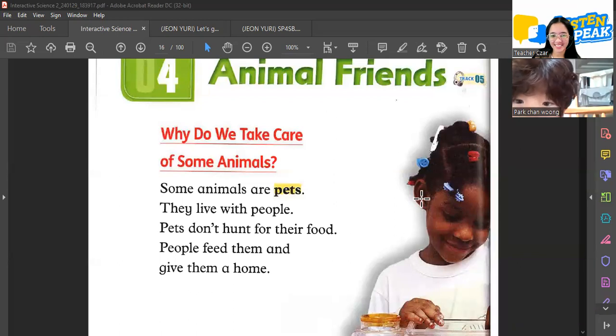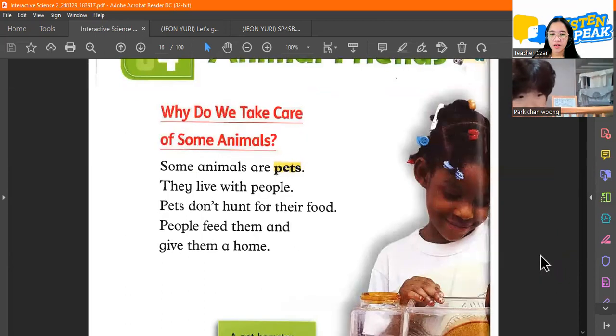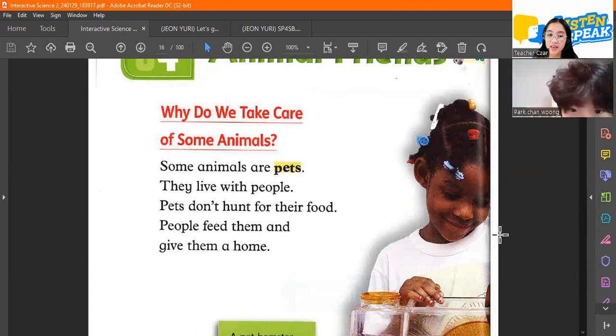Do you have it now? Yeah. Okay. So now let's move on. Why do we take care of some animals? What do you think? Because we don't want to be lonely. Okay, so that is one of the reasons. Some of us have pets because we don't want to be lonely, because pets also give us happiness. Some animals are pets. They live with people. Pets don't hunt for their food because people feed them and give them a home.